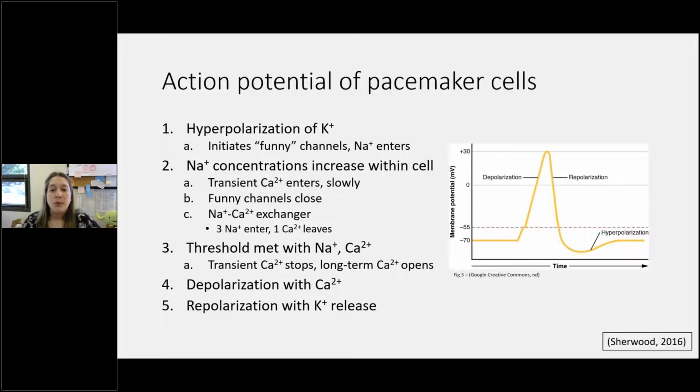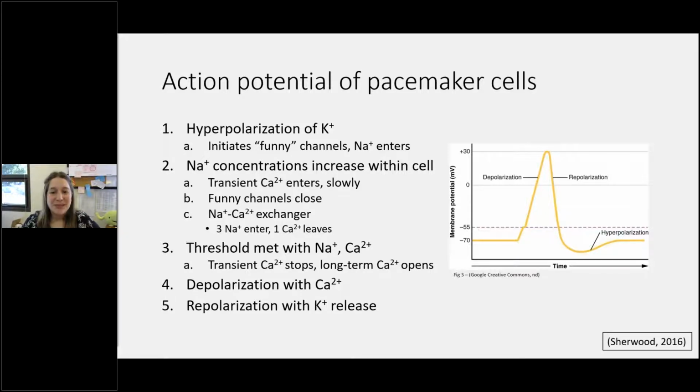To begin, repolarization of potassium kicks off action potential by opening funny channels. As potassium is being released, sodium slowly enters into the membrane. As sodium concentrations increase within the cell, transient calcium begins to enter and closes the funny channels. While this exchange is happening, a sodium-calcium exchanger pump is constantly taking in 3 sodium ions and releasing a calcium. As calcium and sodium are entering the cell, the concentration reaches about -55 millivolts, the threshold.